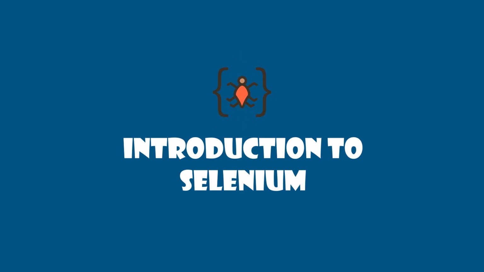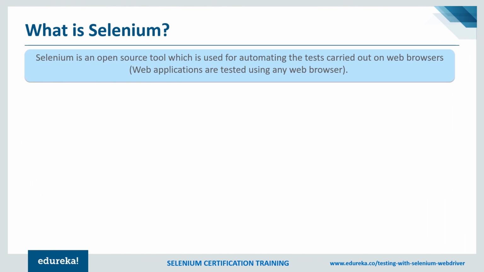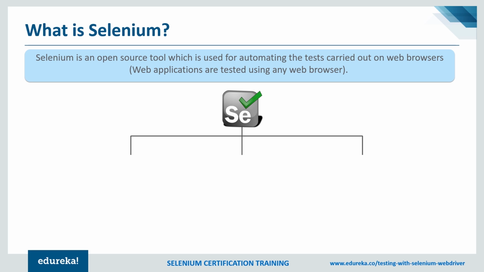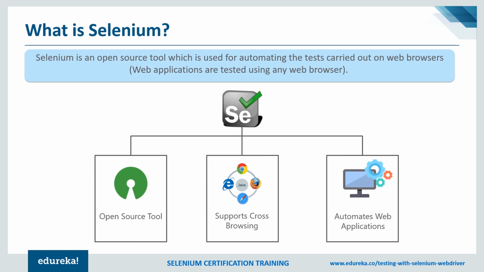First, let's see what is Selenium. Selenium is an open source tool which is used for automating the tests that are carried out on web browsers. Wait, before you get carried away, let me reiterate that only testing of web applications is possible with Selenium. We can neither test any desktop software application nor test any mobile application using Selenium. So it is an open source tool that supports cross-browsing and automates web applications.